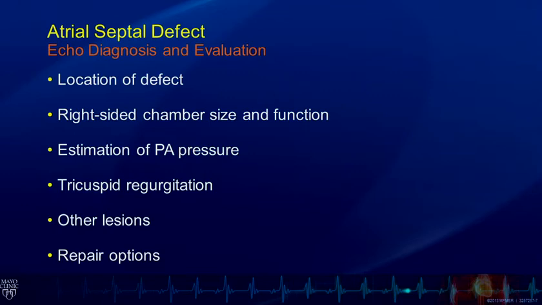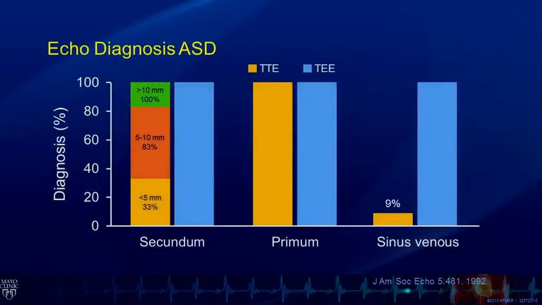In any type of congenital defect, there may be more than one defect present, and echo is an excellent tool to help us identify other lesions. We can then determine repair options of any type of atrial septal defect after looking at the echocardiographic evaluation. The diagnosis of atrial septal defect is quite good, dependent on the size of the ASD.